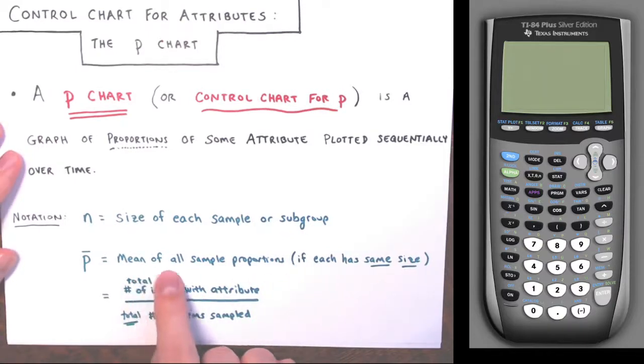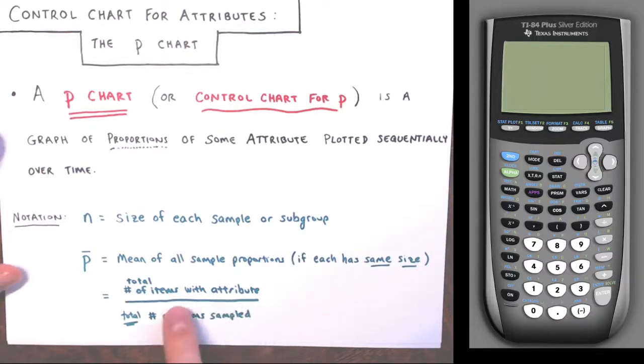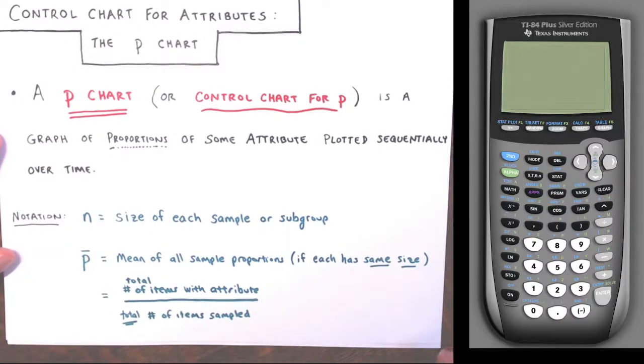So you could add up all the sample proportions and then divide by how many there are. Or, if each sample has the same size, you could just take the total number of items with the attribute you're looking for. In the examples in this video, that's the total number of items that are defective, that aren't working properly, divided by the total number of items sampled over the entire time period. You can think of it this way if you want, but I'm just going to stick to the mean of all sample proportions. Okay, and that's P bar.